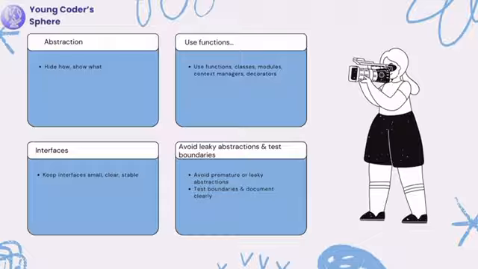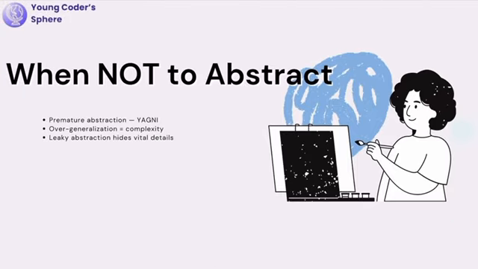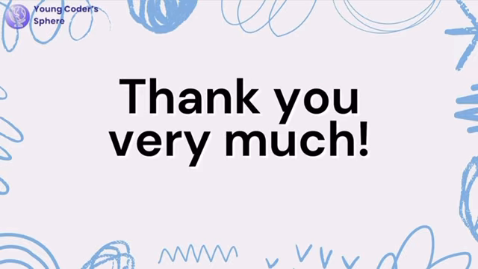To wrap up, abstraction means hide how, expose what. In Python, we do this with functions, classes, modules, context managers, and decorators. Good abstractions are small, clear, and stable. Avoid premature or leaky abstractions, and always test the boundaries and provide clear documentation. That's how you design abstractions that last.